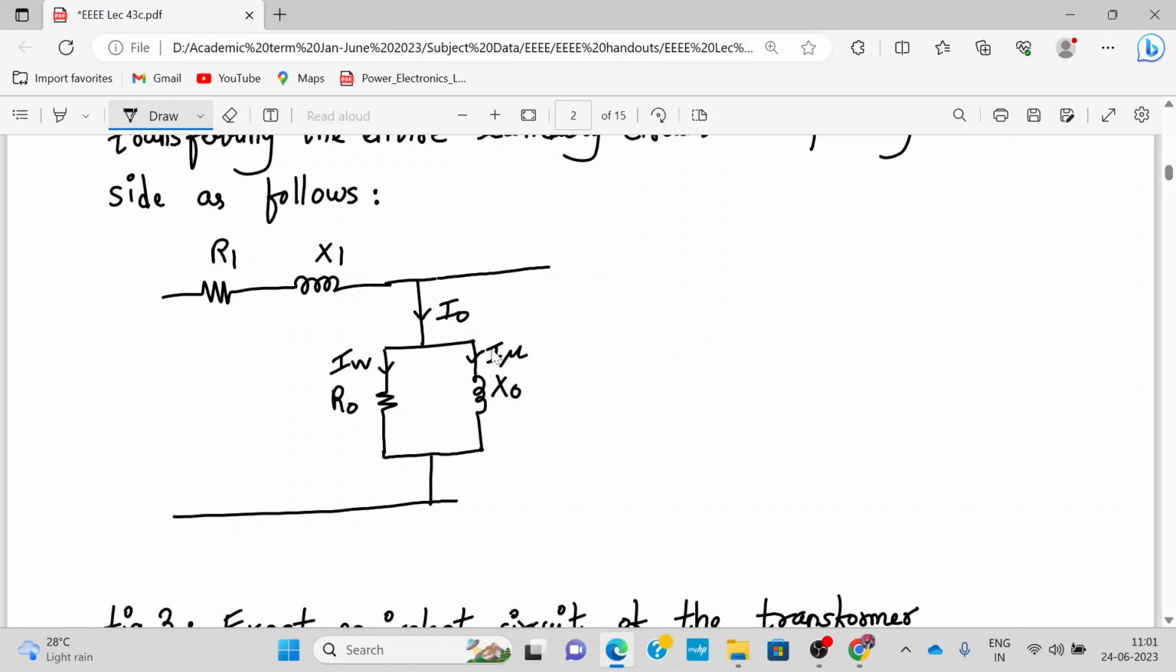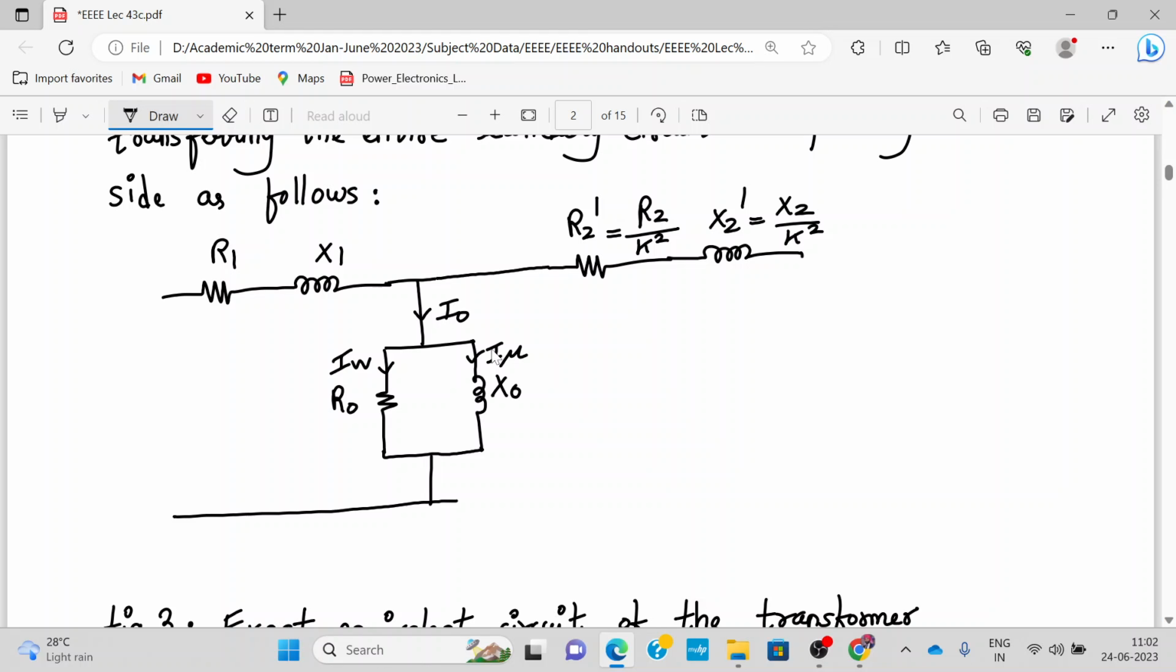Now next, whenever a secondary element is being transferred to the primary, it is divided by k square. We have seen this before, right? So this resistance is called R2 dash, R2 divided by k square. Similarly, the reactance X2 dash will be X2 divided by k square. So any secondary element is divided by k square when transferred to primary.